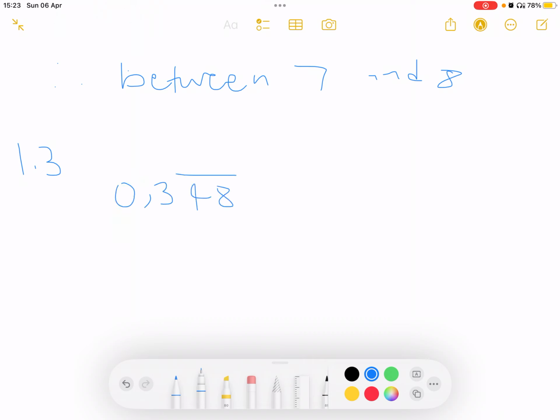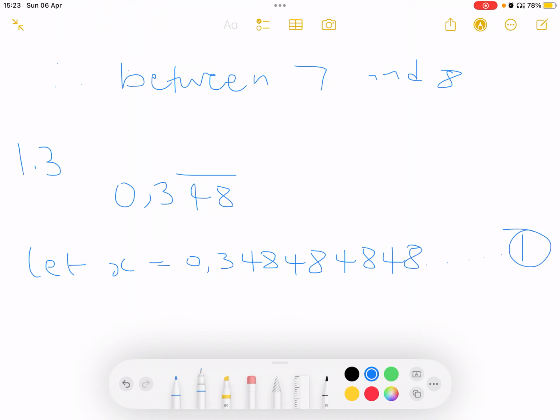Now in 1.3, we're given 0.348 with this dash. We let our value of x be equal to that 0.348, 48, 48, 48 up to the last one. And that will be our first equation. And then we'll multiply on both sides by 10. So on the left hand side, 10 times x, we get 10x. And then 10 times 0.34848484848. Then we get these three moving towards the left to give us 3.4848484848. And that gives us equation 2.